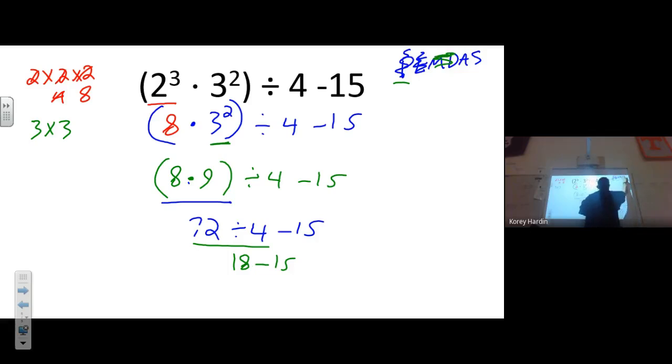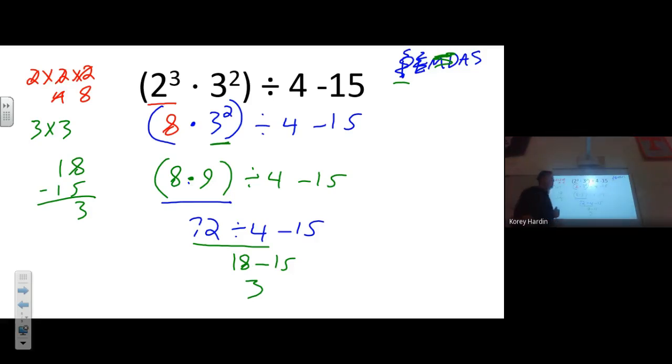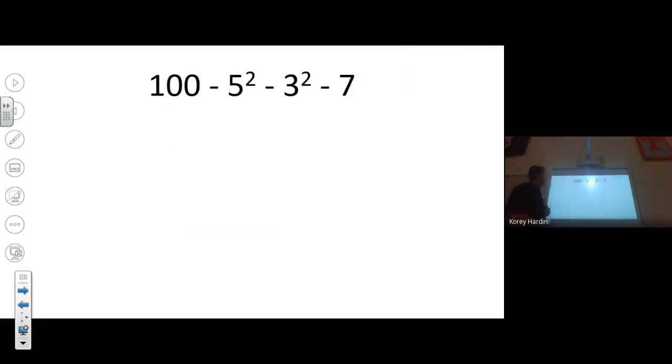We're done with multiplication and division. Last step is addition and subtraction. 18 minus 15. When I take 18 and I subtract 15, I get 3. So my answer is 3. Make sure you have that copied down correctly. All right. Now, remember, PEMDAS.